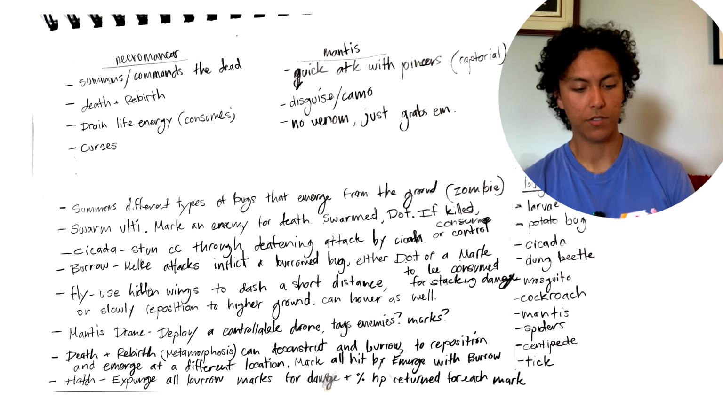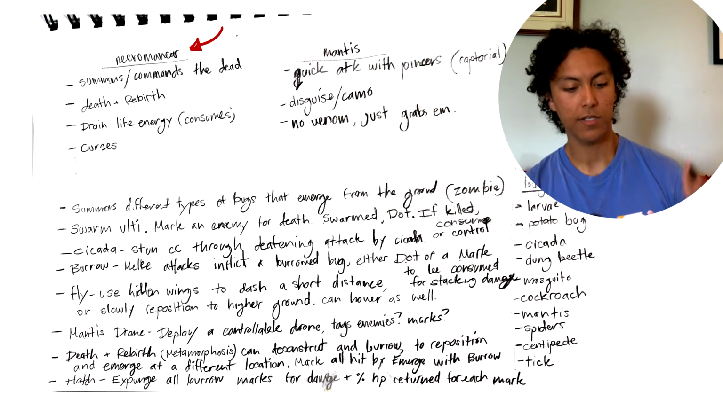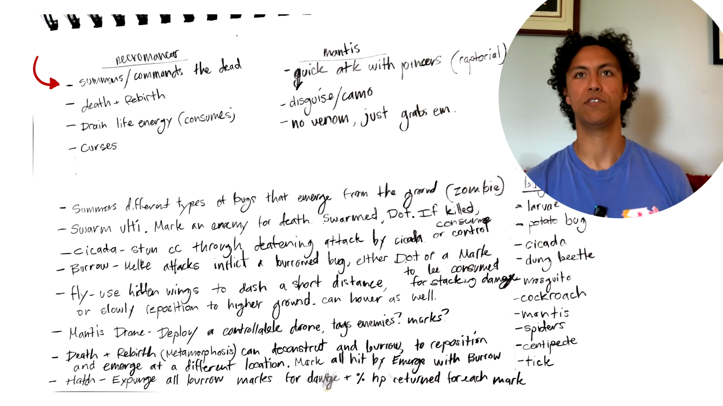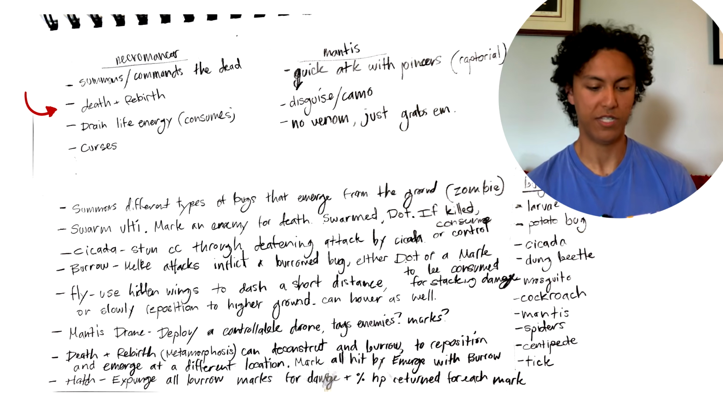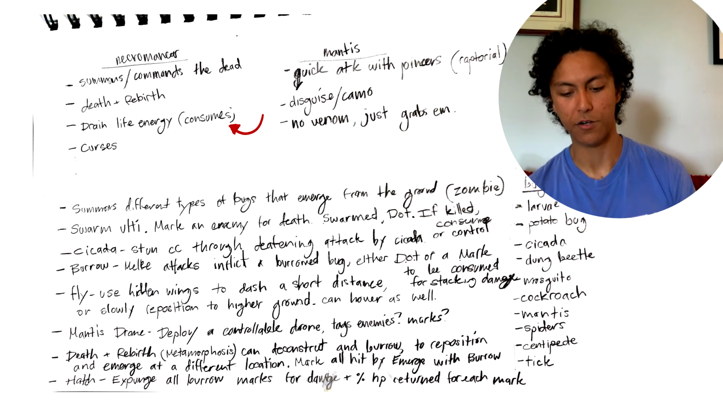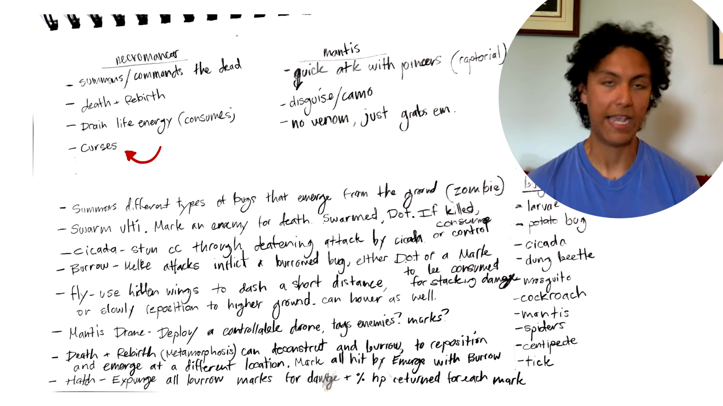So literally right here, as you can see, for the necromancer, I think of summons and commands the dead. That's like the most important thing when it comes to a necromancer. If a necromancer doesn't do this thing, then they're not really a necromancer in my mind. And then I wrote down a couple more things that I feel like are a good opportunity direction for the character. So death and rebirth, draining life energy, so like consumes things, and maybe curses.